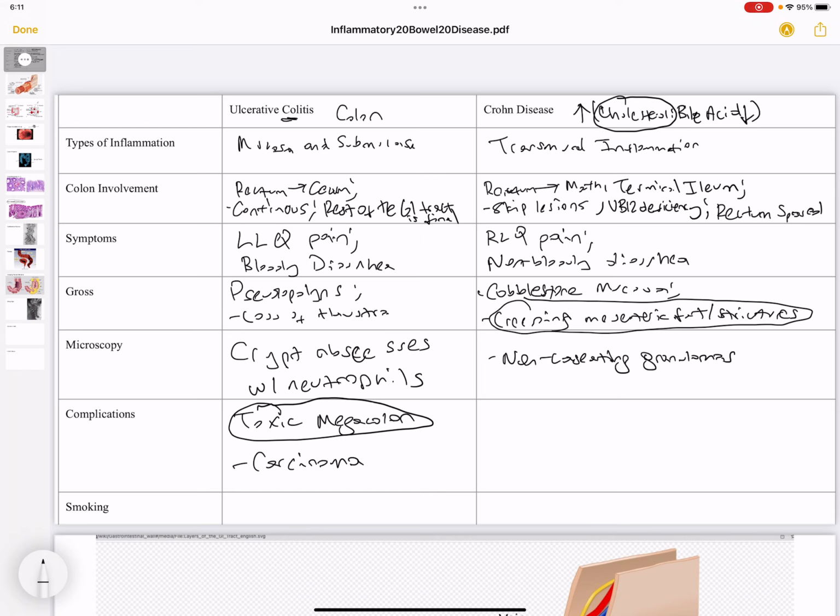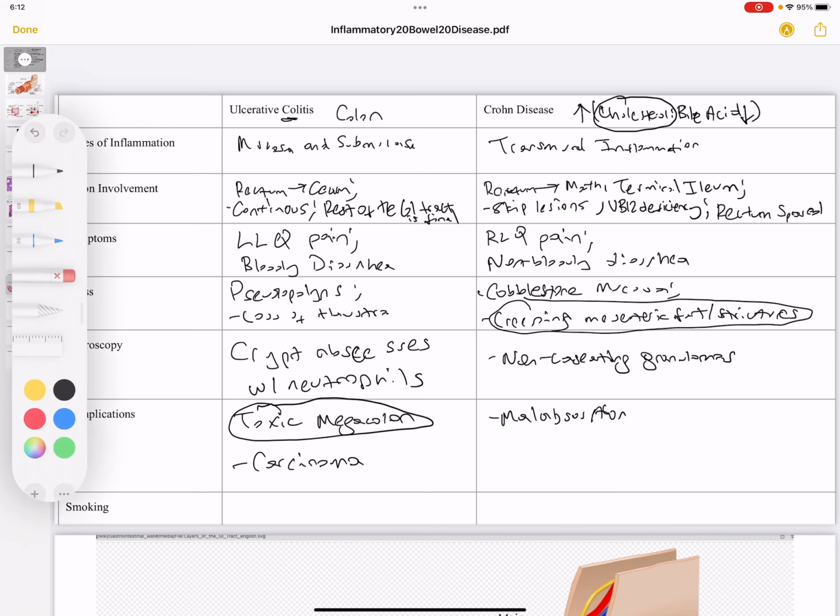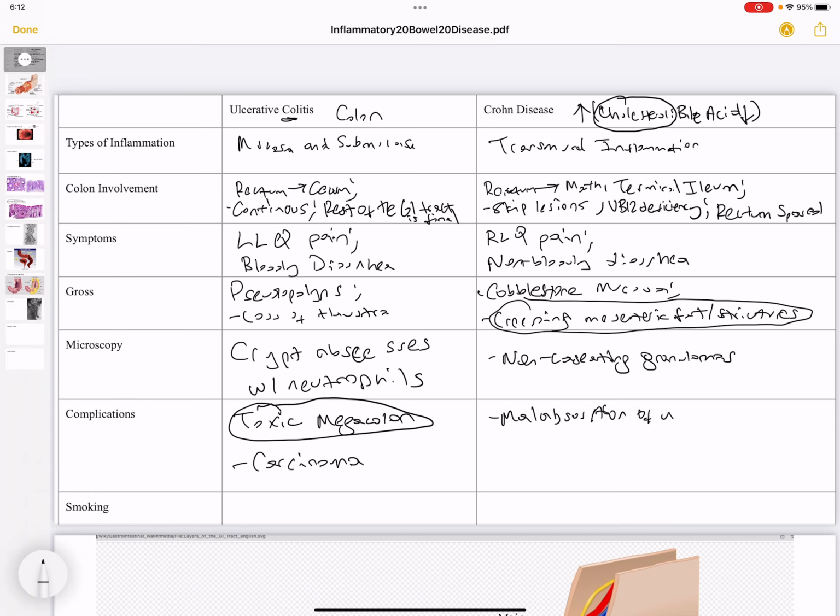Now let's talk about the complications from Crohn's disease. Well, we talked about how the region that gets impacted the most in Crohn's disease is the terminal ileum, and so because the intestine is going to be impacted, there's going to be some malabsorption of vitamins as well as minerals. Right, so vitamin B12 is something that we really need to watch out for. Vitamin B12 is reabsorbed in the terminal ileum, and a deficiency can occur with a patient who has Crohn's disease.